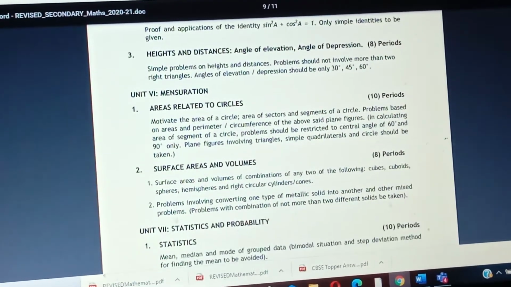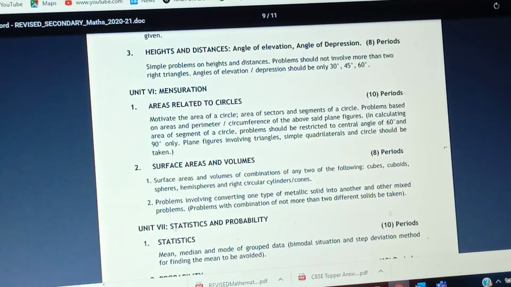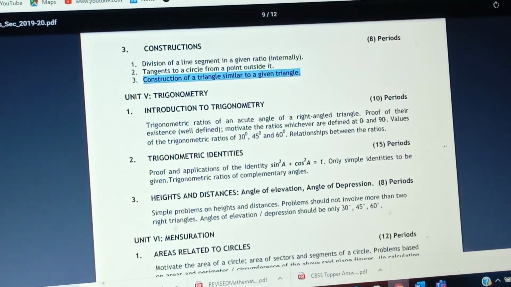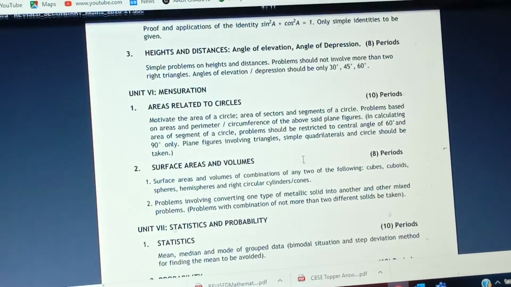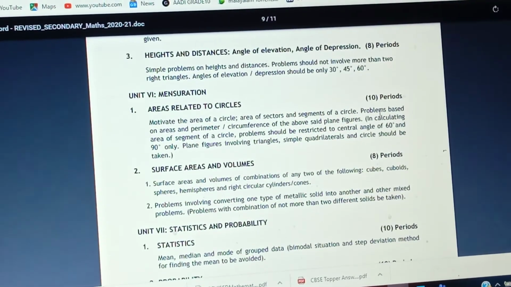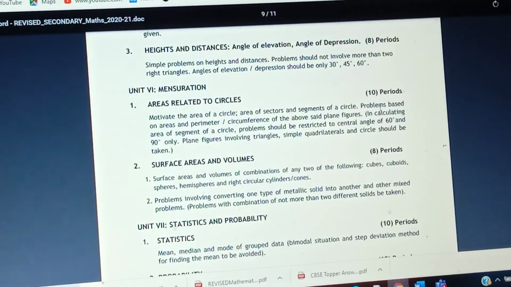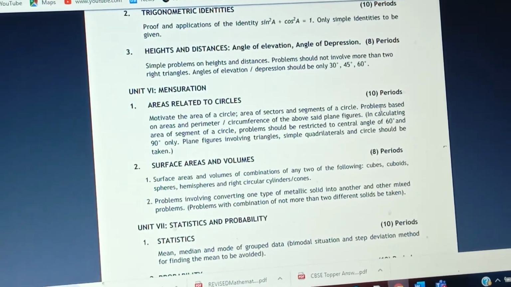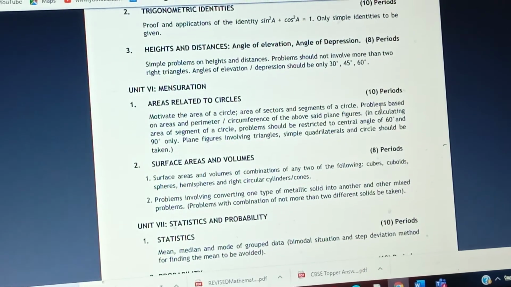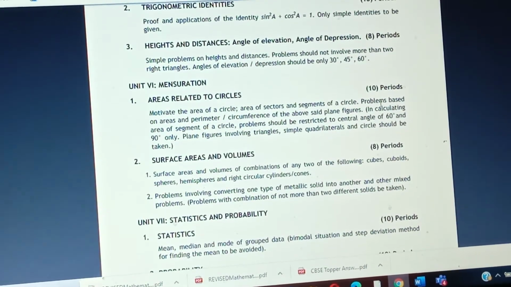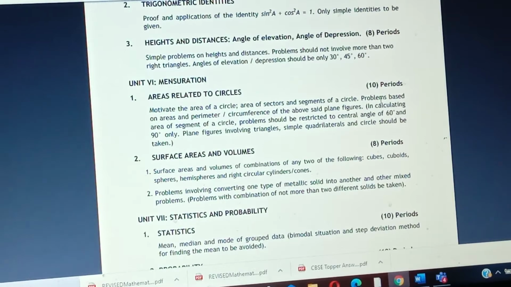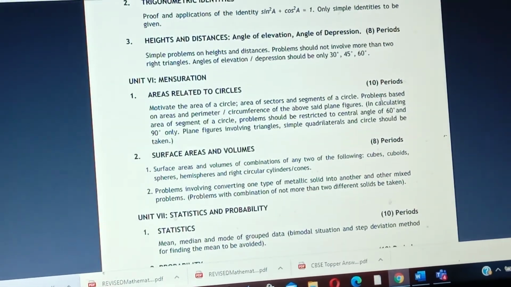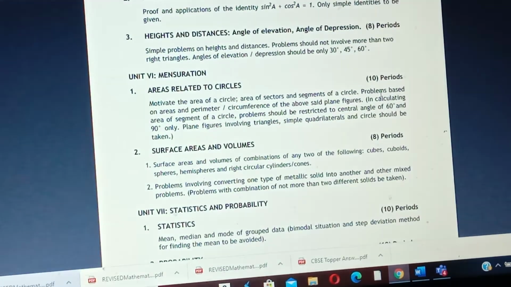Now if we move to areas related to circles. Areas related to circles, there were 12 periods last year. This year you have 10 periods. So not much changes. Areas related to circles was already an interesting chapter, so they have not removed much. Only the questions related to 120 degrees have been removed.